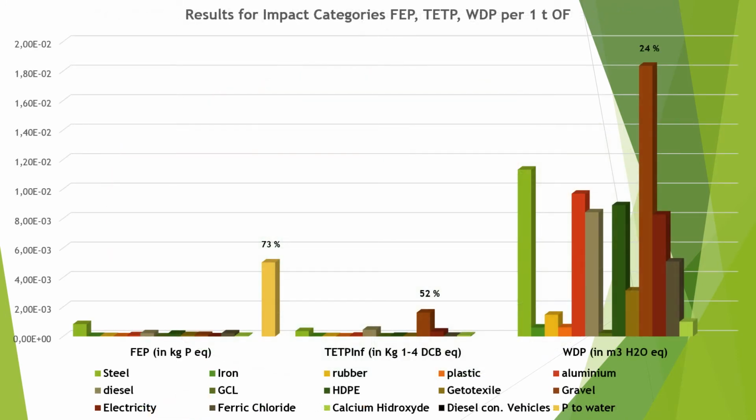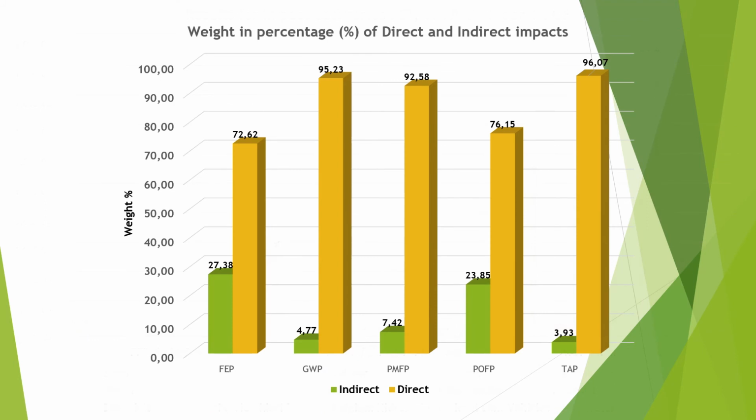The categories freshwater eutrophication, terrestrial ecotoxicity, and water depletion show an important role of phosphorus in freshwater eutrophication and a light preponderance of gravel in terrestrial ecotoxicity and water depletion. In the categories where there are direct and indirect impacts, direct impacts are by far more important.